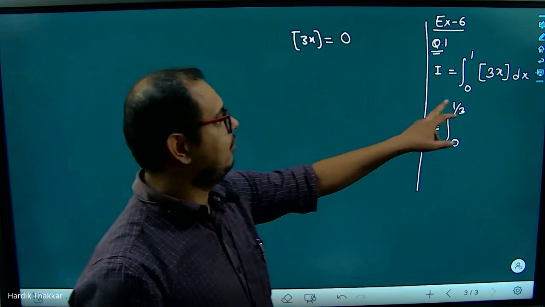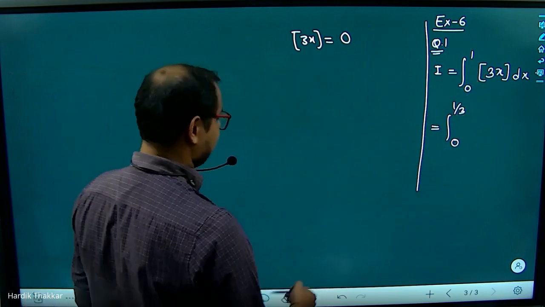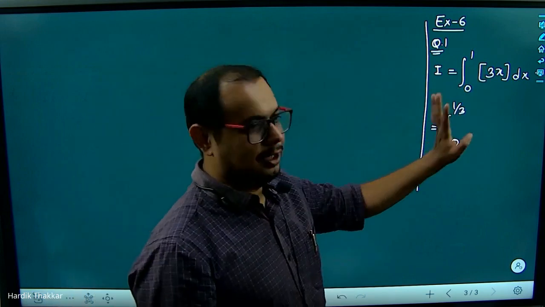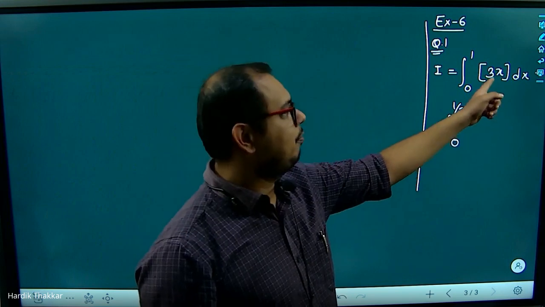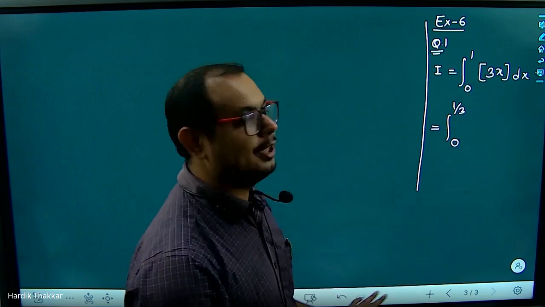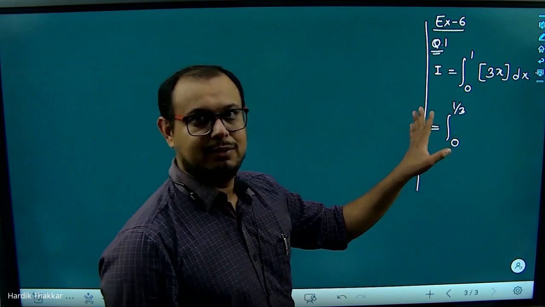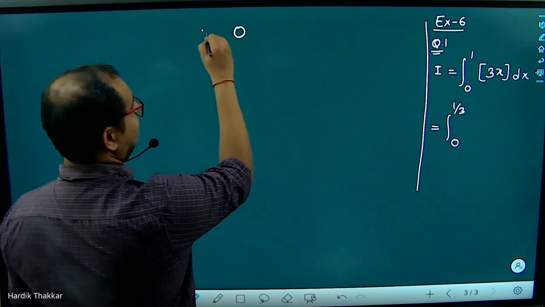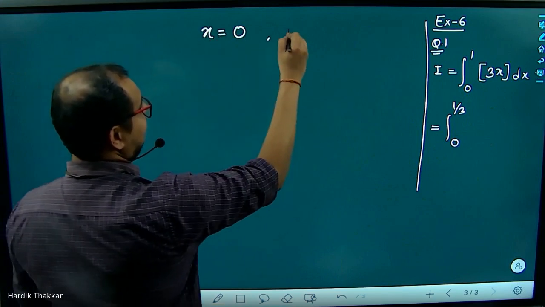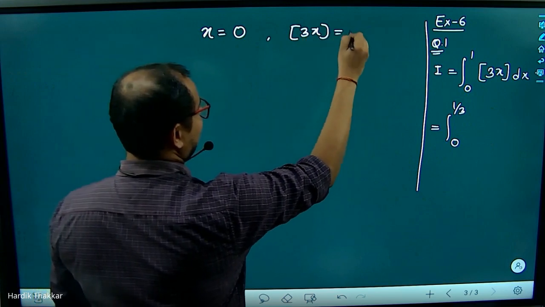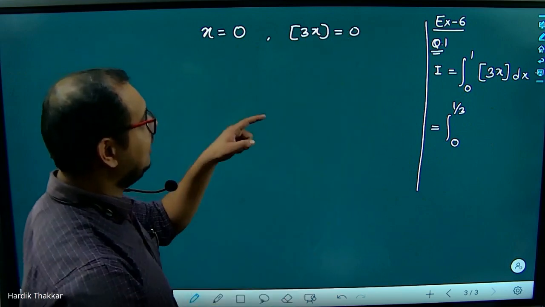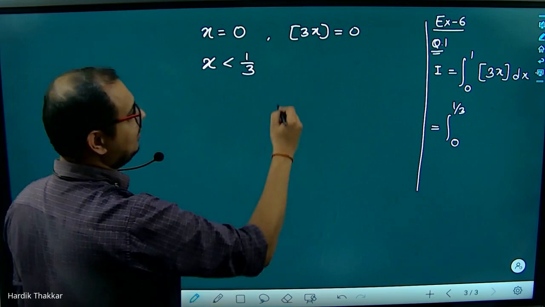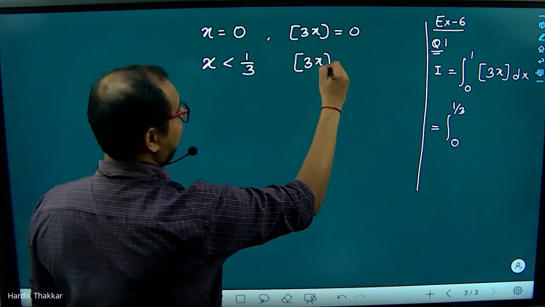Now, whatever function is inside this modulus function, the greatest integer function is there. Consider the lowest value inside this, that is 0. When we put 0 here, it will be greatest integer 0, and its value is 0. For x equals 0, the value of greatest integer 3x is 0, correct? And until x is less than 1 by 3, the value of greatest integer 3x will always be 0, correct?